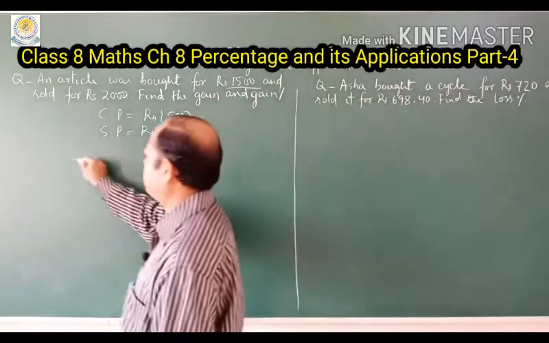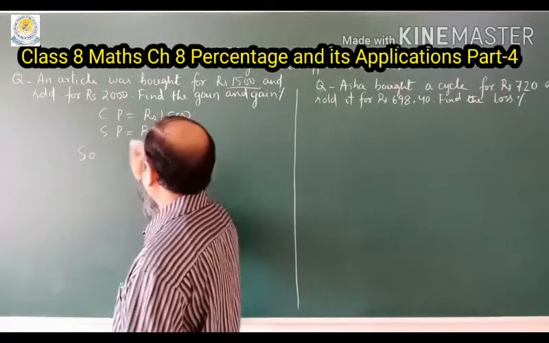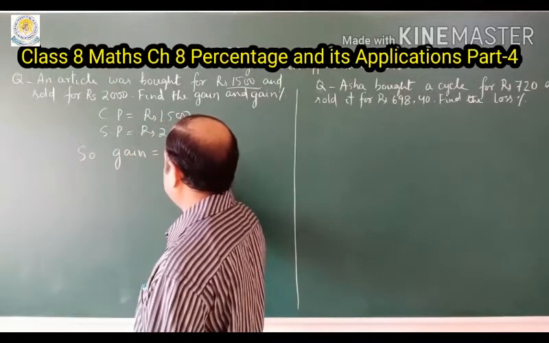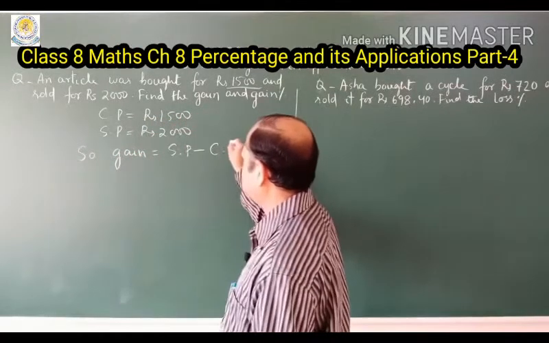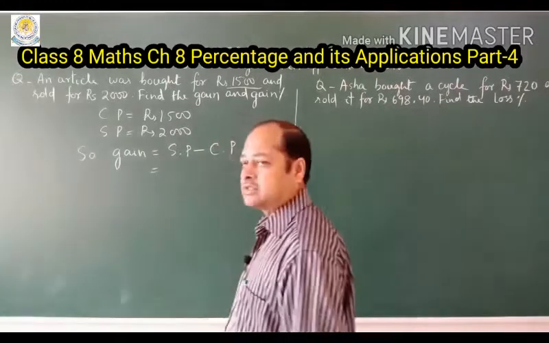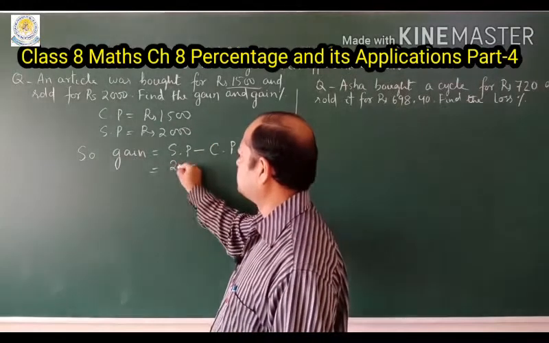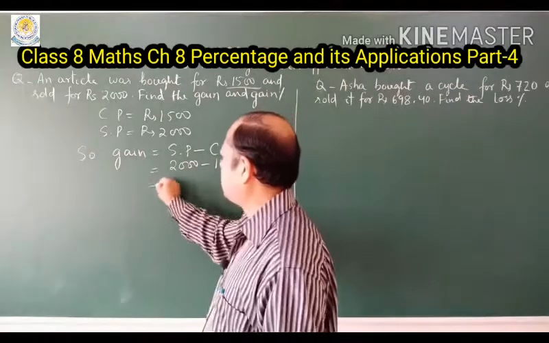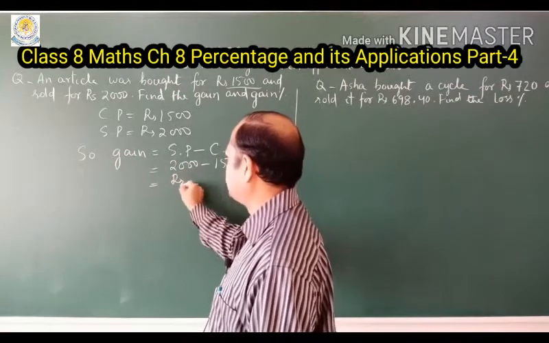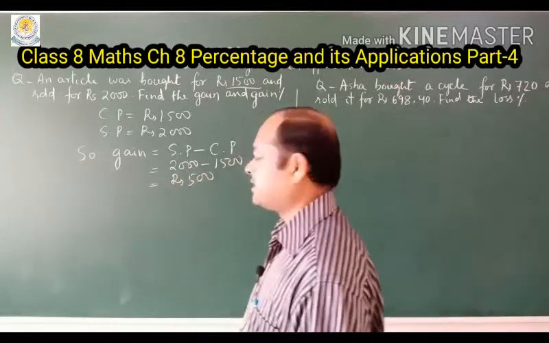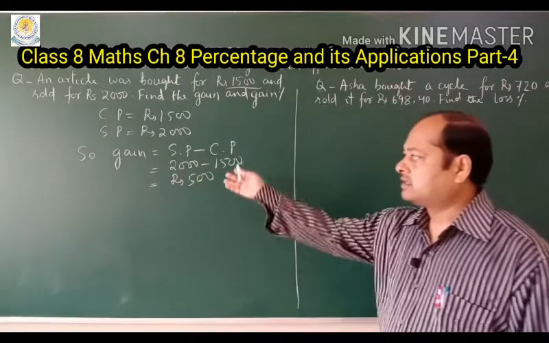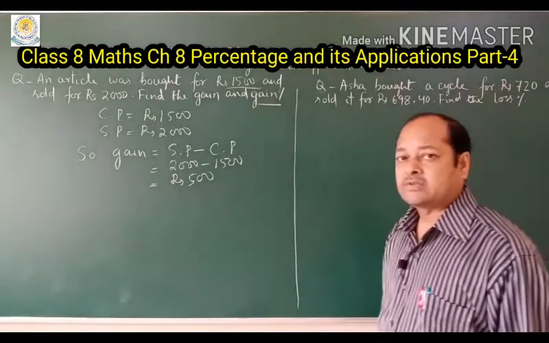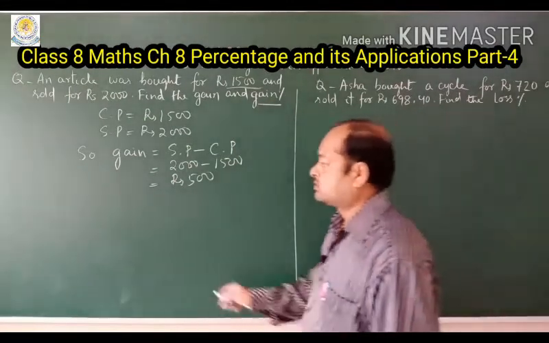So, therefore, gain equal to SP, selling price, minus cost price, equal to how much? That is 2000 minus 1500, equal to how much? That is rupees 500. So here we see that the gain is 500. Then the next part of the question is to find out the gain percentage.